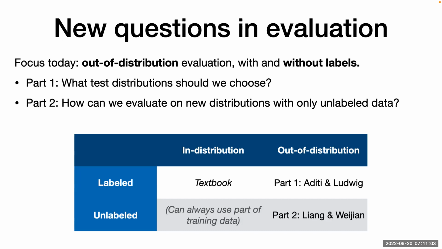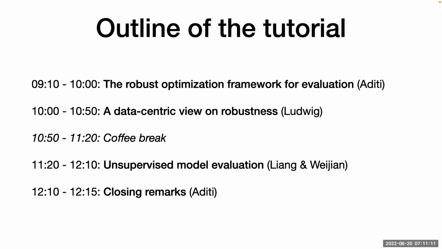And then in part 2, Liang and Wei-Shin are going to remove the labeled assumptions and are going to look at out of distribution and unlabeled. And then let's just quickly look at the outline again to make sure we're all on the same page with time. So I'm only 1 minute over time right now.